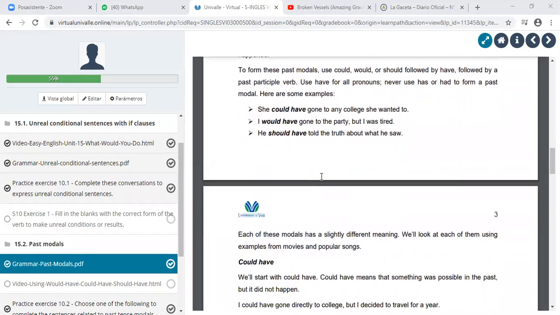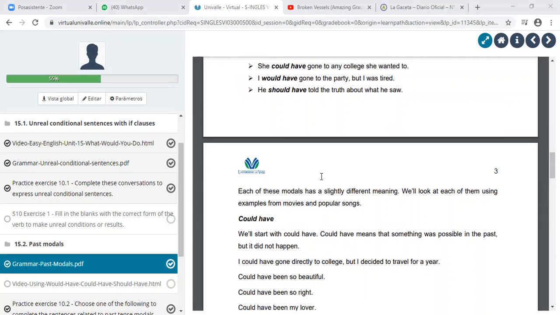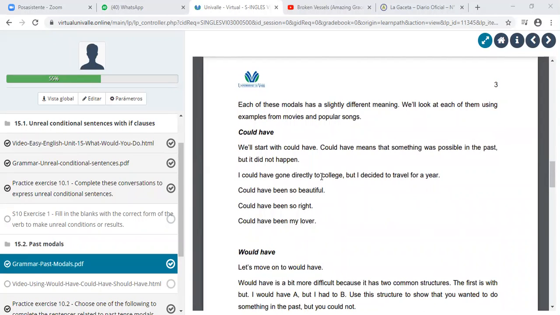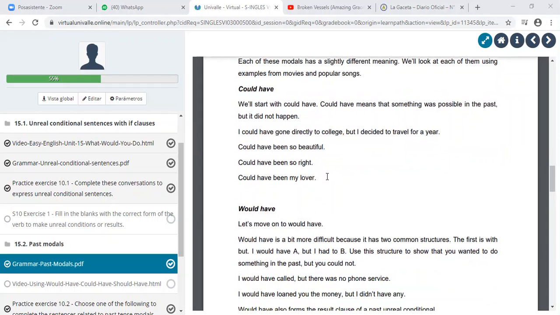Here are some examples. She could have gone to any college she wanted to. I would have gone to the party, but I was tired. He would have told the truth about what he saw. Each of these modal verbs has a slightly different meaning. We look at each of them using examples from movies and popular songs. For example, we'll start with could have. Could have means that something was possible in the past, but it did not happen. I could have gone directly to college.